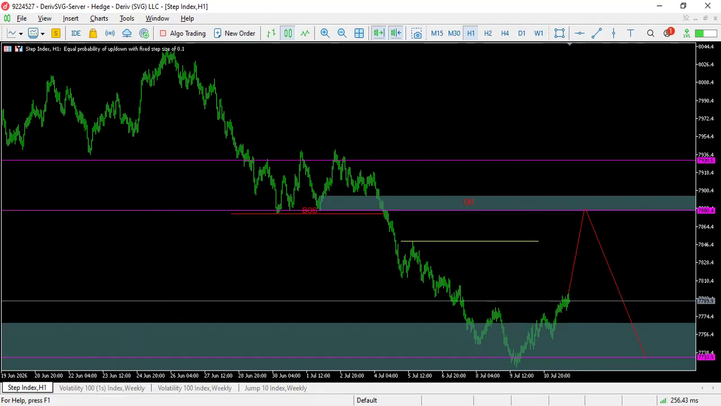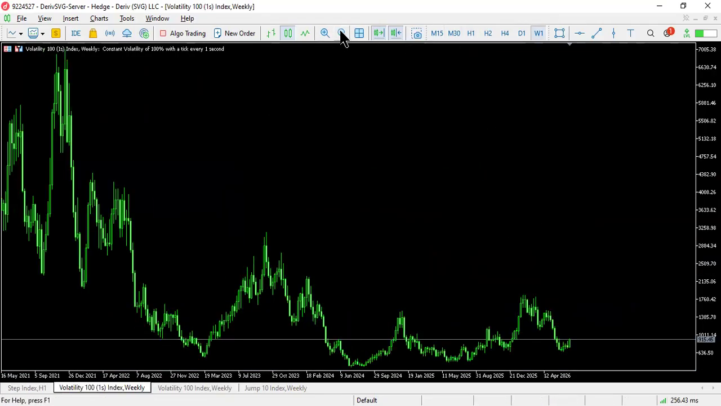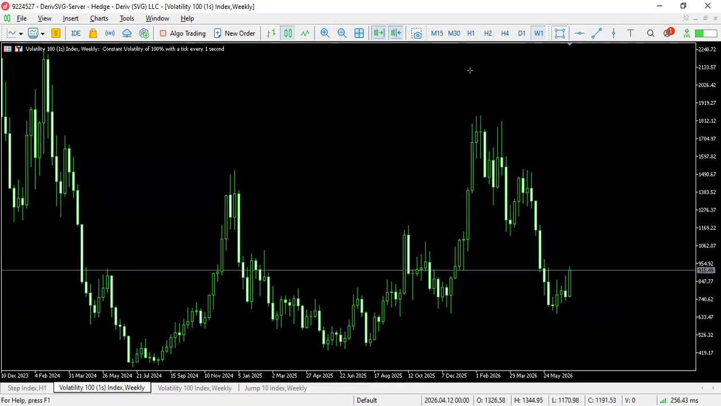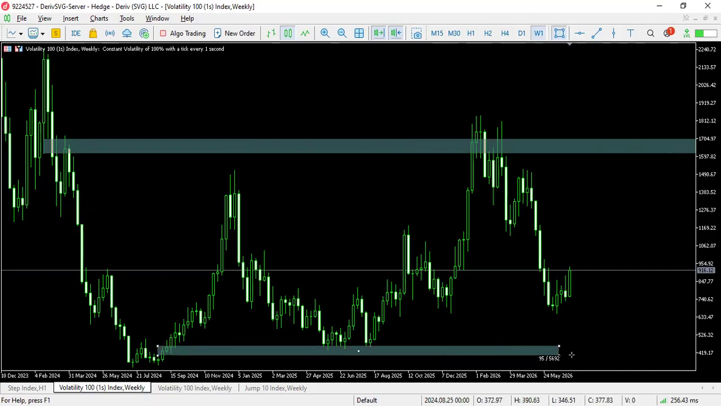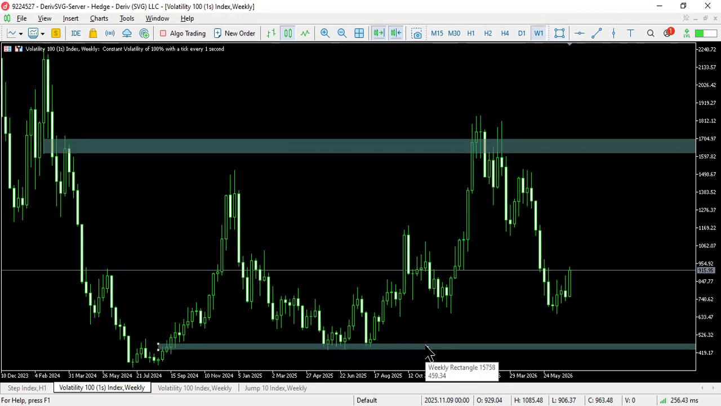Heading over to volatility 101, from the weekly time frame, we can see price is reacting from that supply. It has been pushing down from that supply. Now down here we have a demand zone. So from the weekly time frame, the bias is still bearish. We're going to be looking for selling opportunities as price is not yet at our demand zone.